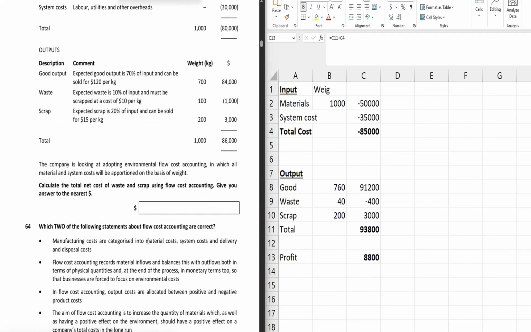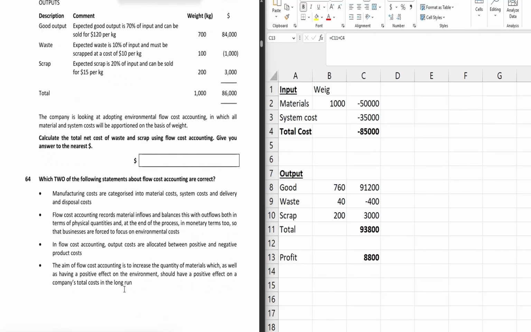Okay. Now question 64. Which two of the following statements about flow cost accounting are correct? Manufacturing costs are categorized into material cost, system cost, and delivery and disposal cost. So obviously it is true. Just now we have learned about this.